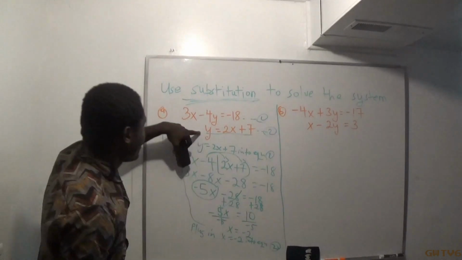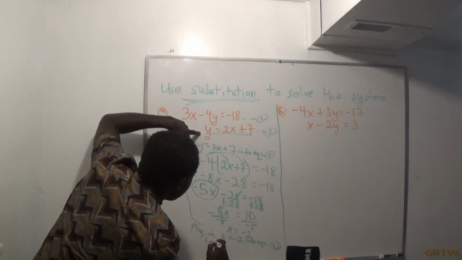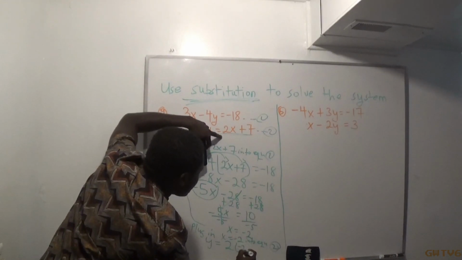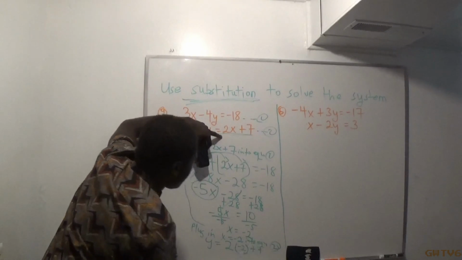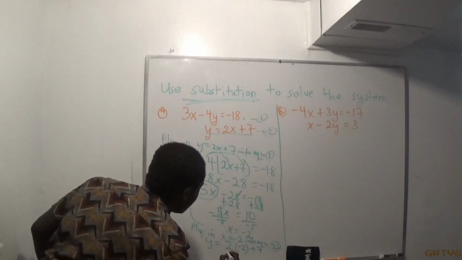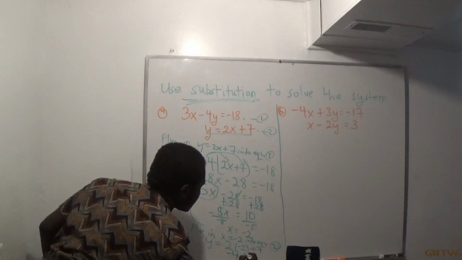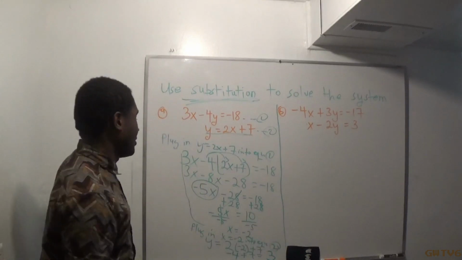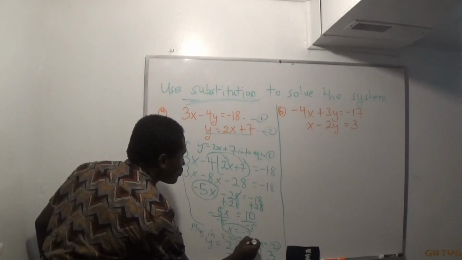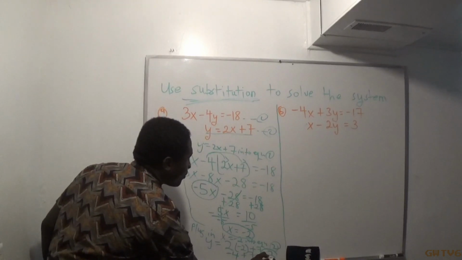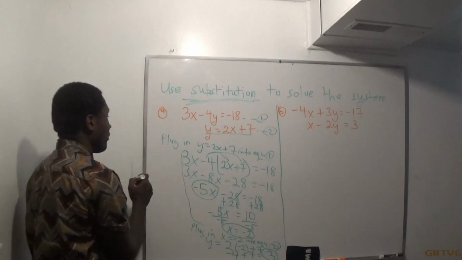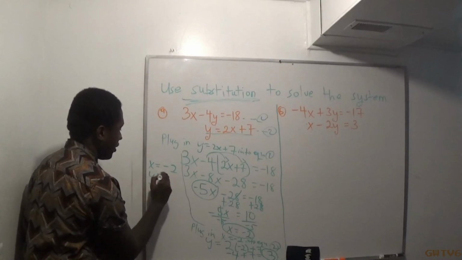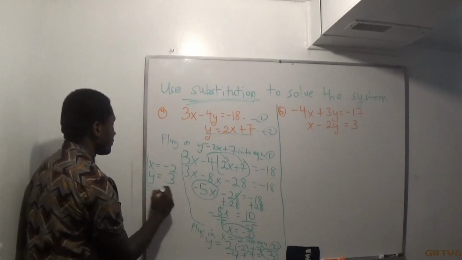So now equation 2 says y equals 2 times x, and my x is negative 2. So I put negative 2 and then plus 7. 2 times negative 2 is negative 4 and then plus 7. Negative 4 plus 7 is 3. So I had x equals negative 2 and now I have y equals 3. So let me just put it right here. So my x, again, is negative 2, my y is 3.